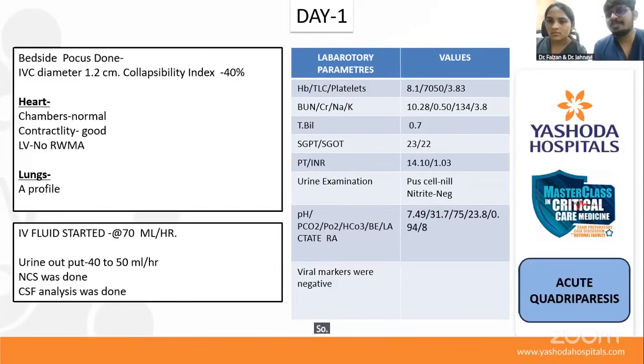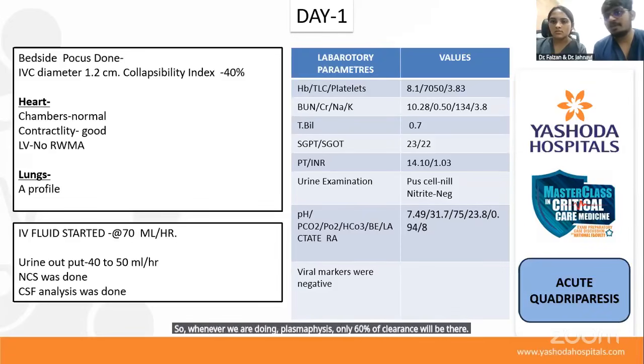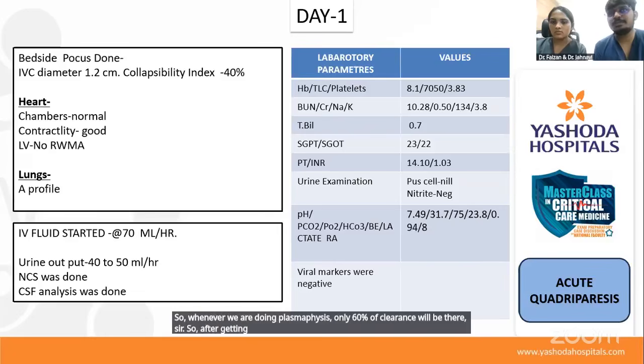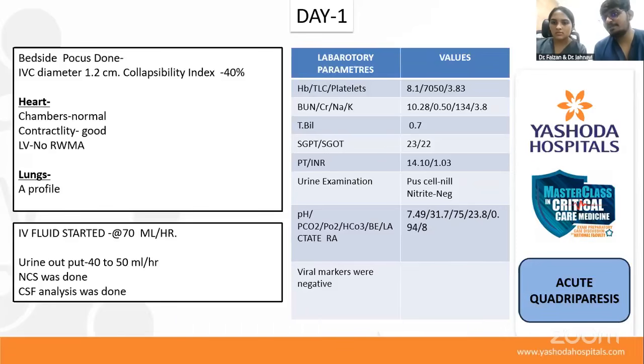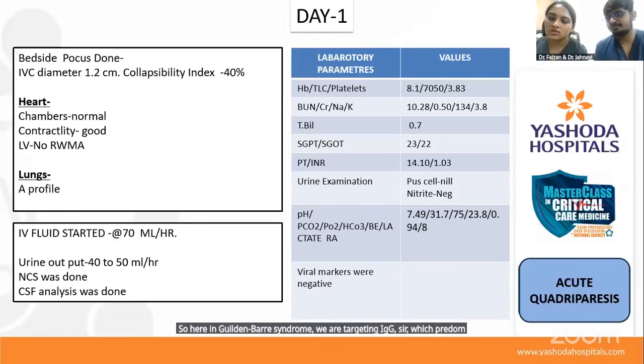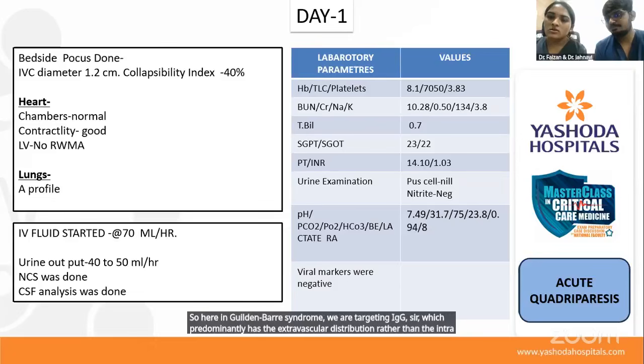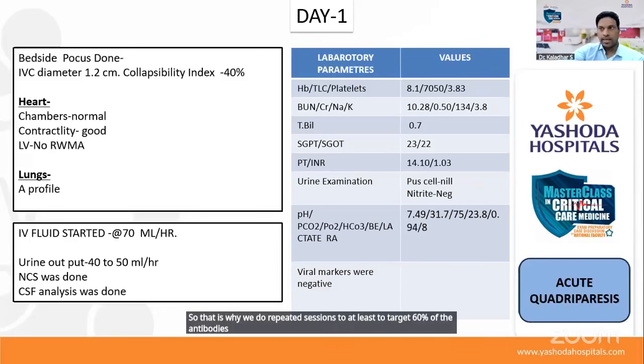Whenever we are doing plasmapheresis, only 60% of clearance will be there, sir. So after this clearance, whatever antibodies are there will recirculate, and then they can come into plasma again. So here in Guillain-Barré syndrome, we are targeting IgG, sir, which predominantly has extravascular distribution rather than intravascular. So that is why we do repeated sessions to at least target 60% of the antibodies. Repeated sessions, but alternate day.